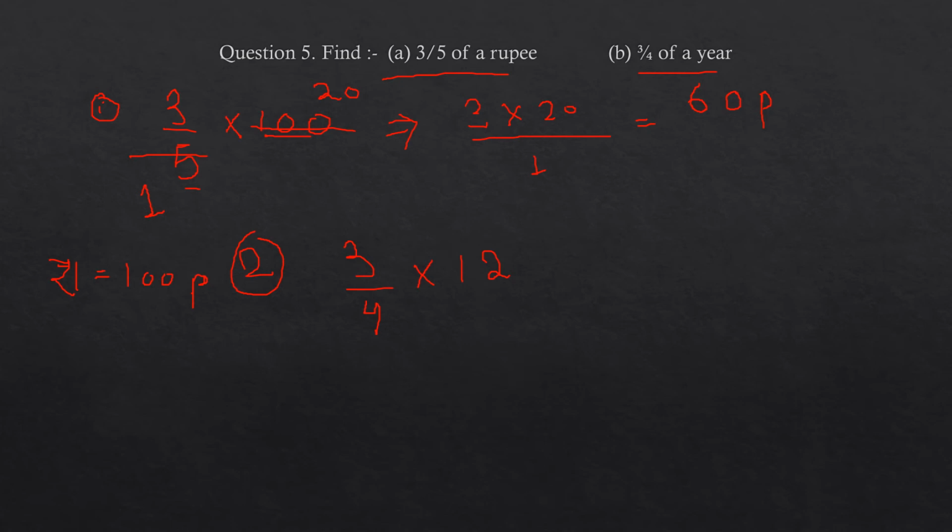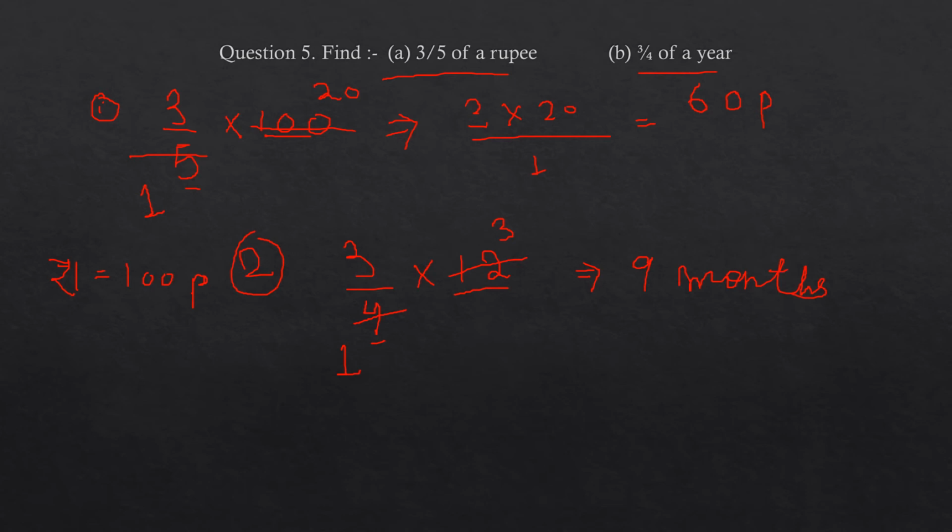So in 1 year we are having 12 months. Therefore, for 4 and 12 we are having a common factor of 4. 4 divided by 4 gives us 1, and 12 divided by 4 gives us 3, and 3 into 3 gives us 9, meaning 9 months. So this is how we solve these types of questions.